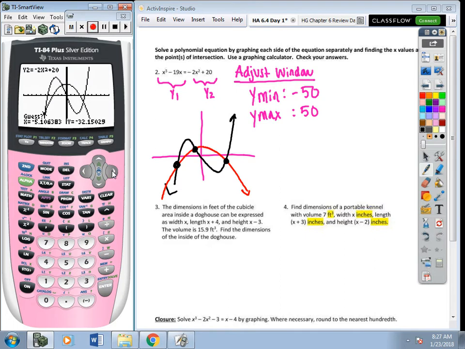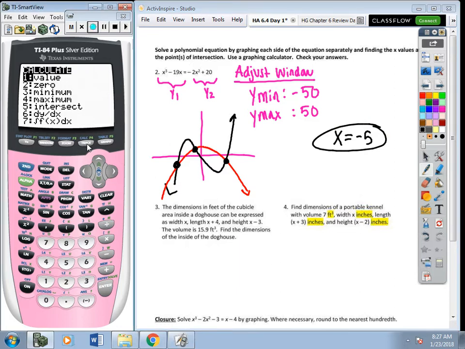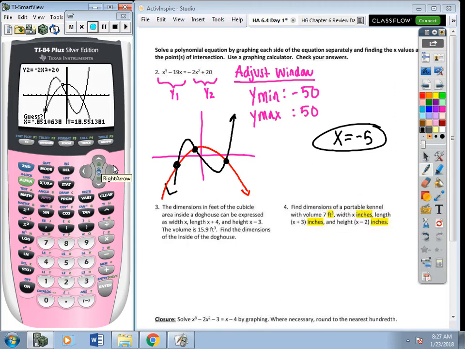That's why this guess feature exists, because if you just press first curve, second curve, it doesn't know which of the three you're looking for. So you do want to make sure your guess is pretty close. And I should get -5 as one of my answers. Second trace again, option 5 for intersect. First curve, second curve. Again, you don't have to pay attention to first curve, second curve. You literally can just hit enter. If we were to have 3 curves, then you'd have to really pay attention to which 2 you were talking about. But since we only have 2, it doesn't matter. The guess is really important. We should get -1.